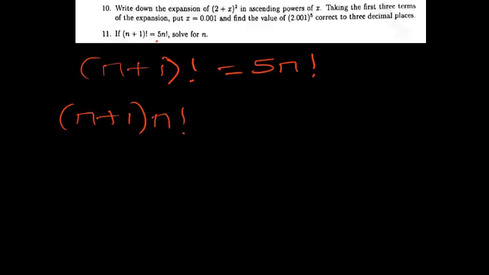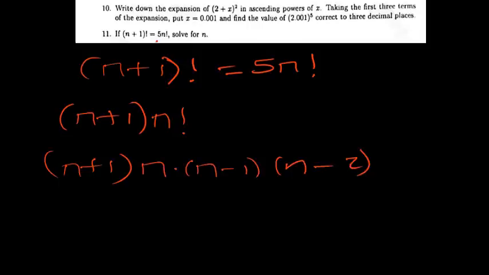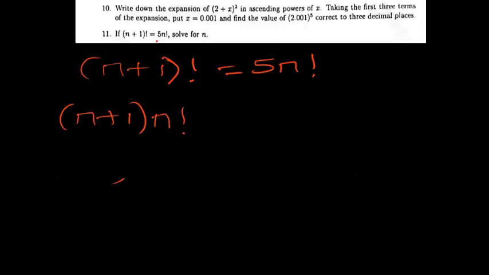I can continue reducing it. n plus 1 is the maximum. The next one would be n. The next one would be n minus 1, n minus 2. So you can see that we're reducing 1 by 1 by 1. But in this case, I just want to end on n factorial because I can see n factorial is equally on the other side. So you can divide by n factorial both sides, or multiply by 1 over n factorial both sides.